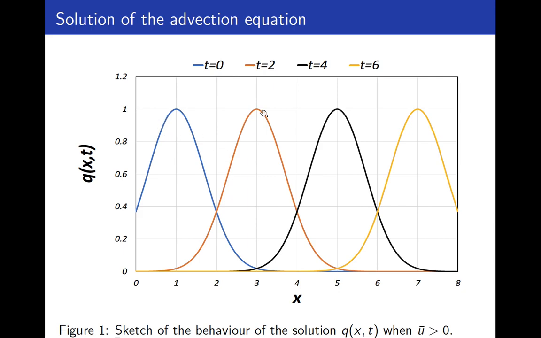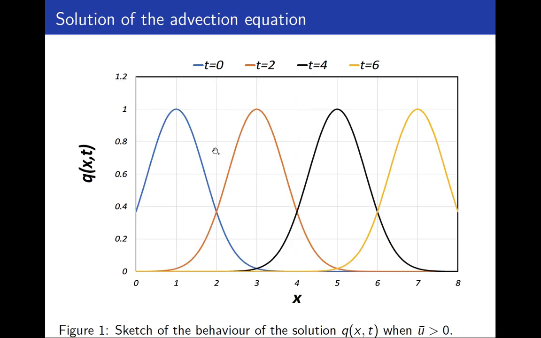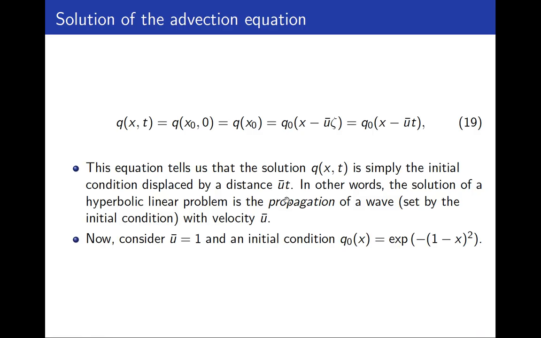But this orange curve, evaluated at t equal to 2, is now displaced by this distance, because the function is being displaced from left to right. You can see the same behavior when we increase the time to t equal to 4. Now the wave appears here, displaced more and more to the right. You can also see the case for t equal to 6. So the solution of the system is just the initial condition being displaced by this distance.